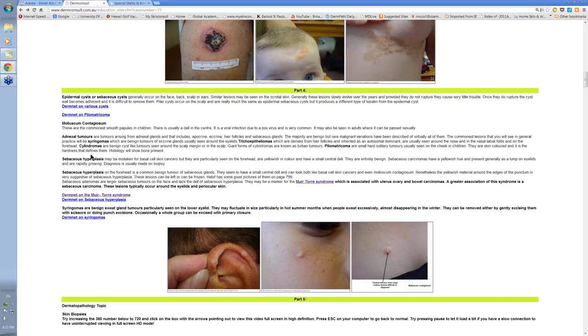When trichoepitheliomas occur in association with cylindromas, which are large plum-like cysts that occur in the scalp and around the scalp margin, when you get that combination of trichoepitheliomas and cylindromas, the patient may have the Brooke-Spiegler syndrome, which is an autosomal dominant condition where these two conditions, cylindromas and trichoepitheliomas, are seen together.